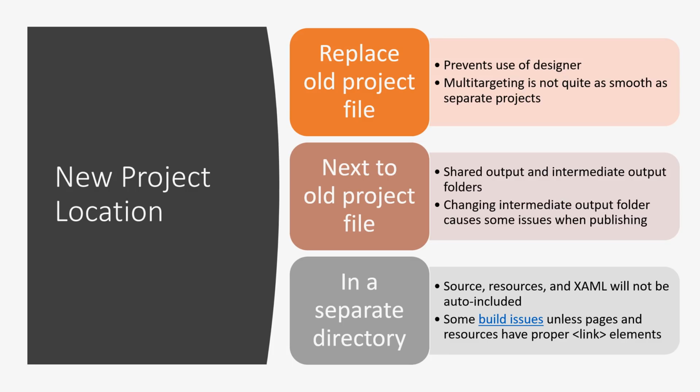Now, the first option, and the one that I would recommend starting, maybe 6 months from now or whenever .NET Core 3 is in a state that you can go live on it, would be to just replace the old project file. You could imagine getting rid of the old project file, putting a new one in its place, and if you want to target both .NET Framework and .NET Core, you can use multi-targeting to do that. Right now, that's not a great option because multi-targeting doesn't work well with the designer.